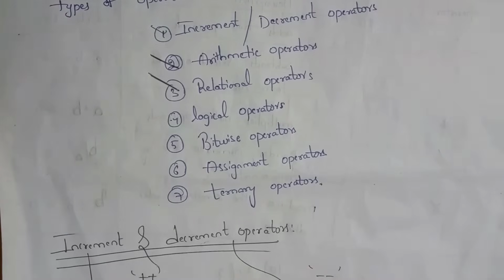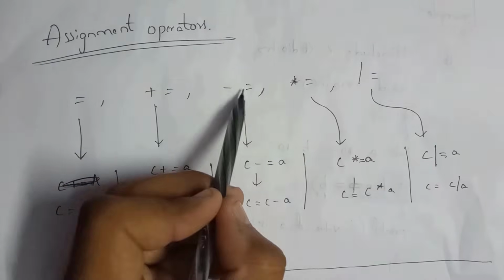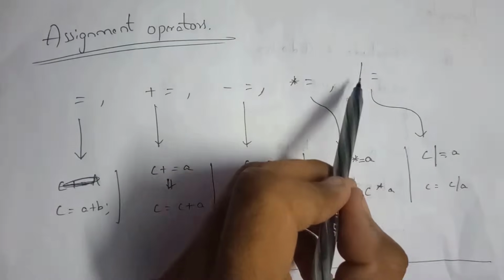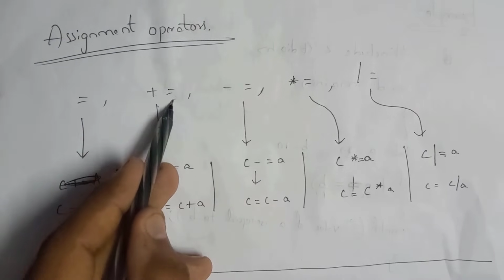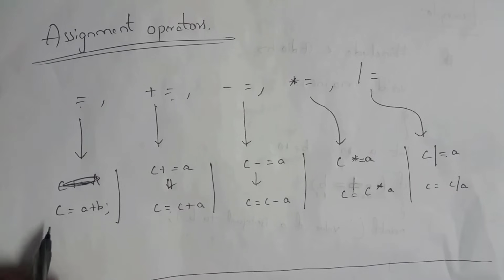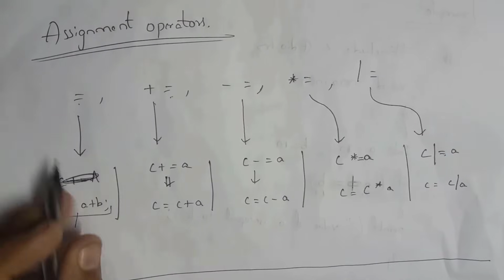Next I will explain various types of assignment operators. Is equal to, plus is equal to, minus is equal to, multiplication is equal to, and division is equal to. After arithmetic operators, you need to place is equal to. That's it. First one is equal to. This is example C equal to a plus b. This is an example of this assignment operator is equal to.